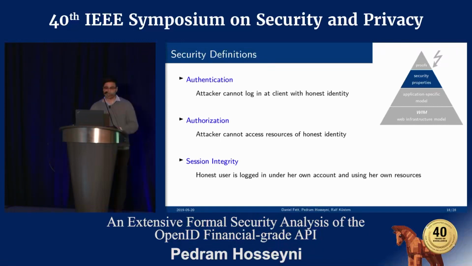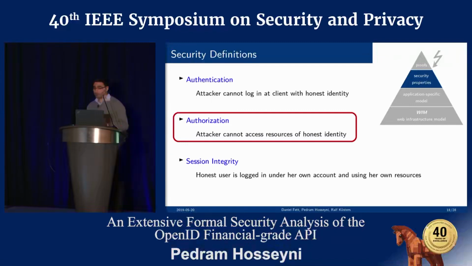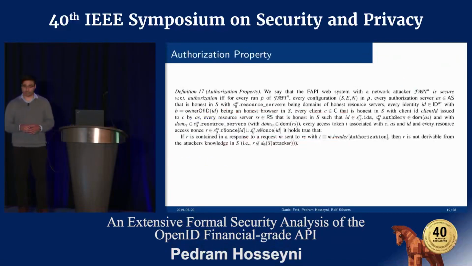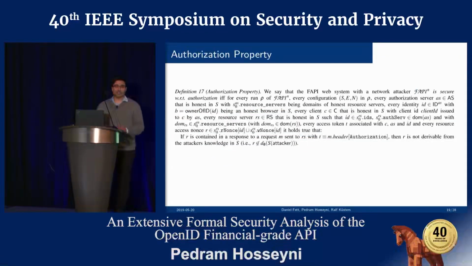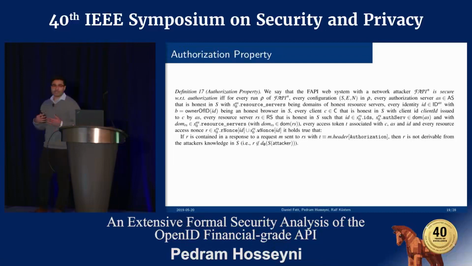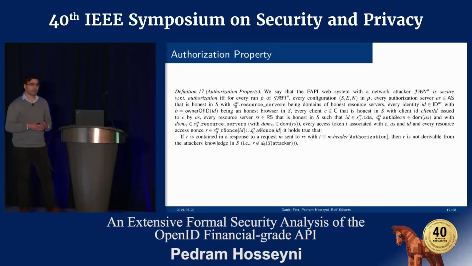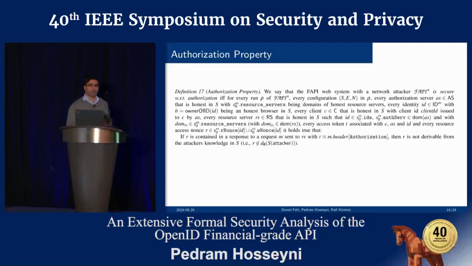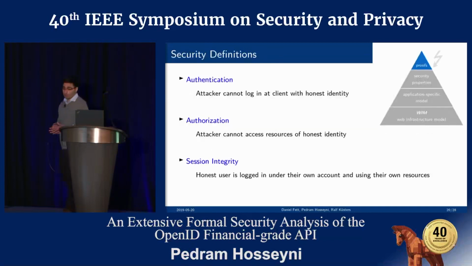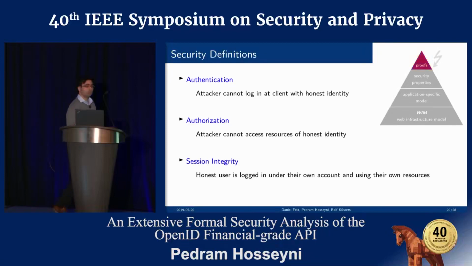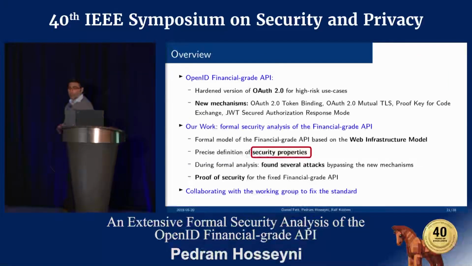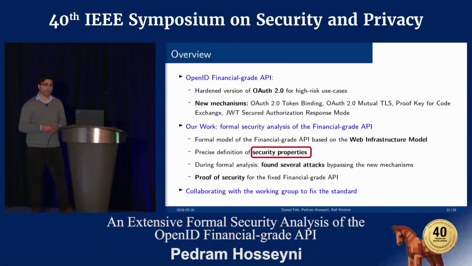Of course, this is very informal here. More formally, for example, authorization looks like this. I won't go into details here, but this essentially means whenever the resource server provides access to Alice's resources, this access is not given to the attacker, neither directly by the resource server nor indirectly by some client. So as already said, we wanted to prove that these properties hold true. However, we were not able to do so initially, and we found several attacks not only on the financial grade API itself, but also on some of the basic security mechanisms.